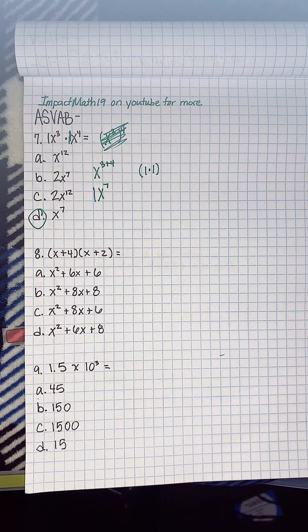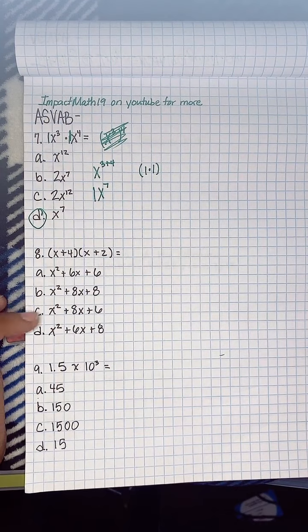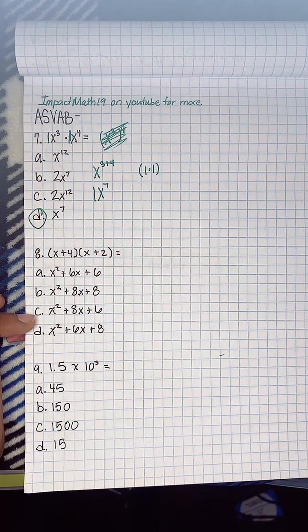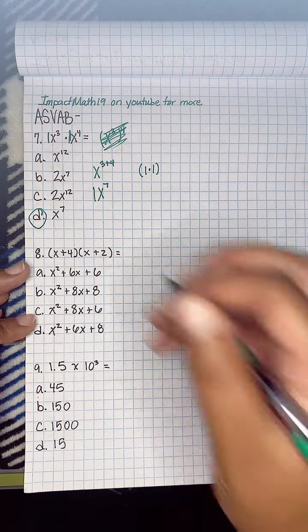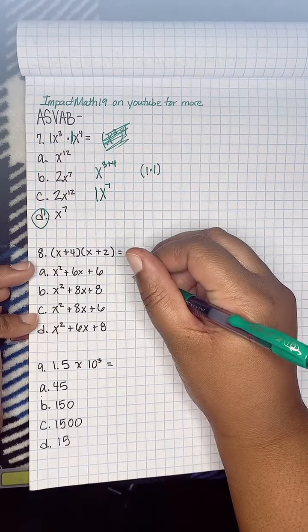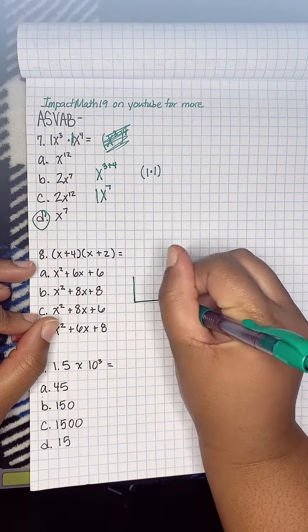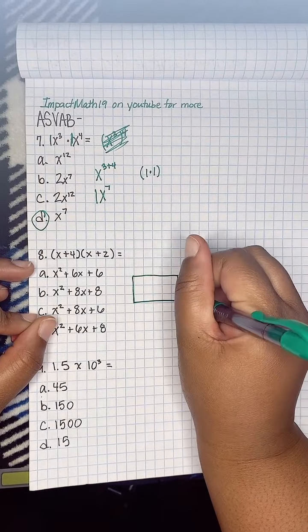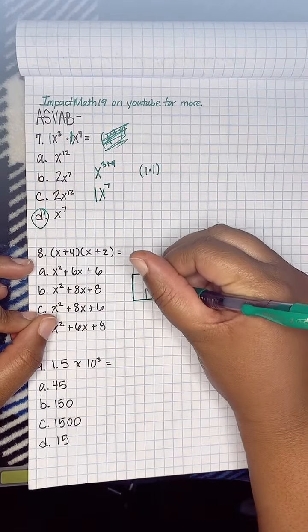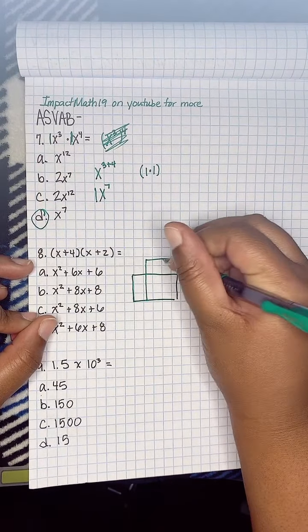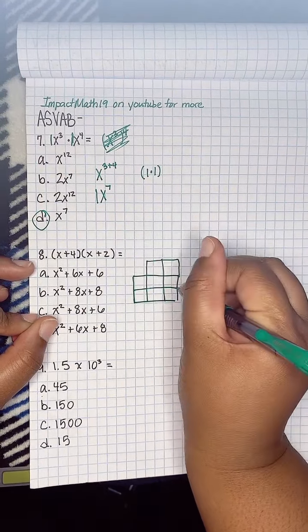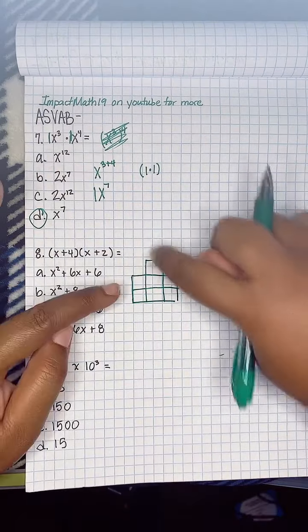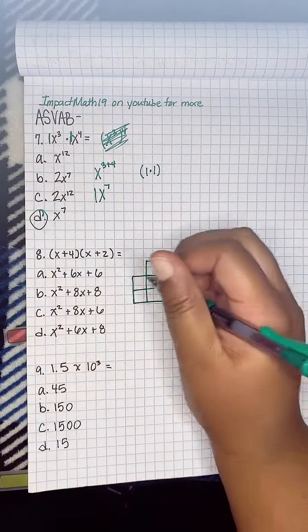Okay, so Dante said 8 is C. You guys see? Okay, so let's do it. I'm gonna do the box way. I'm going to use the box method to show multiplication. The box method is that old school multiplication chart from when you were in elementary school.